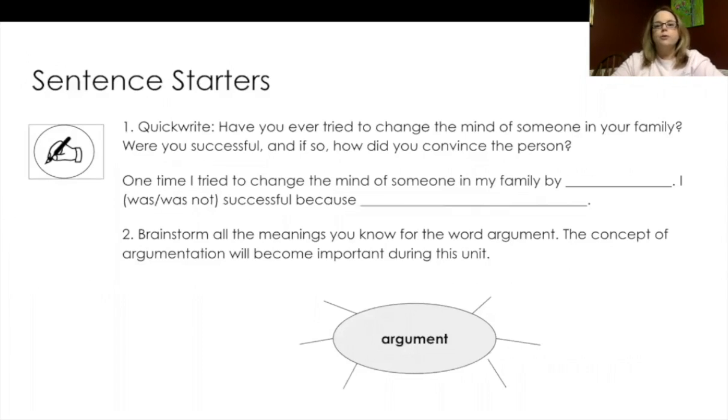All right, so the next question is, quick write. Have you ever tried to change the mind of someone in your family? Were you successful? And if so, how did you convince the person?